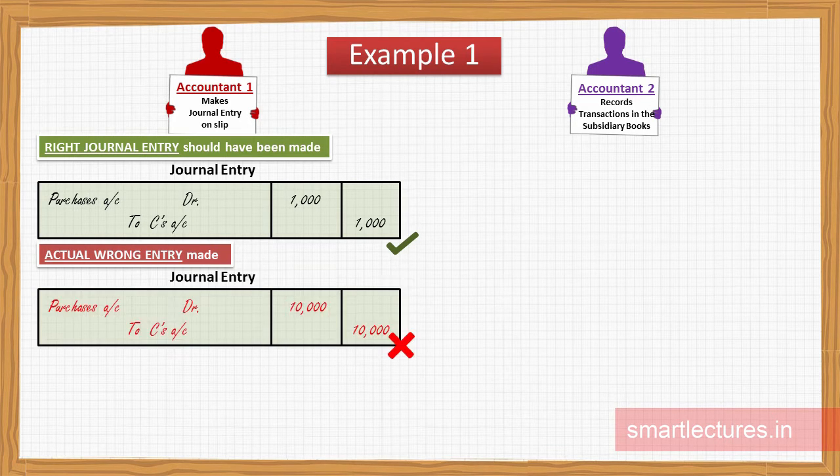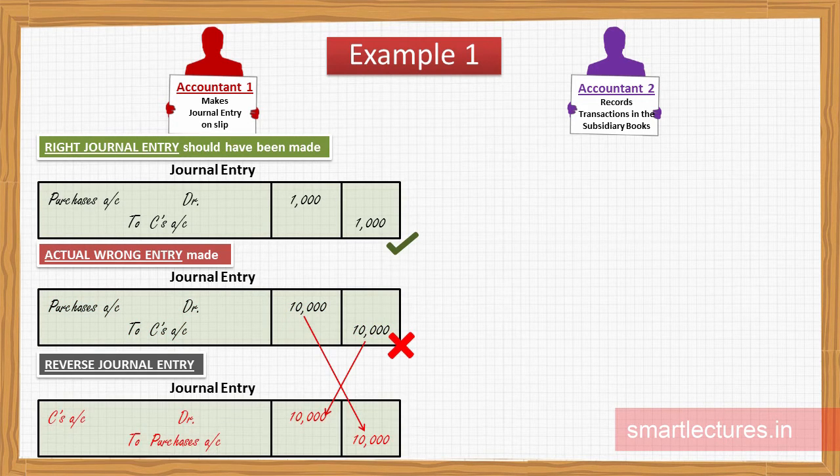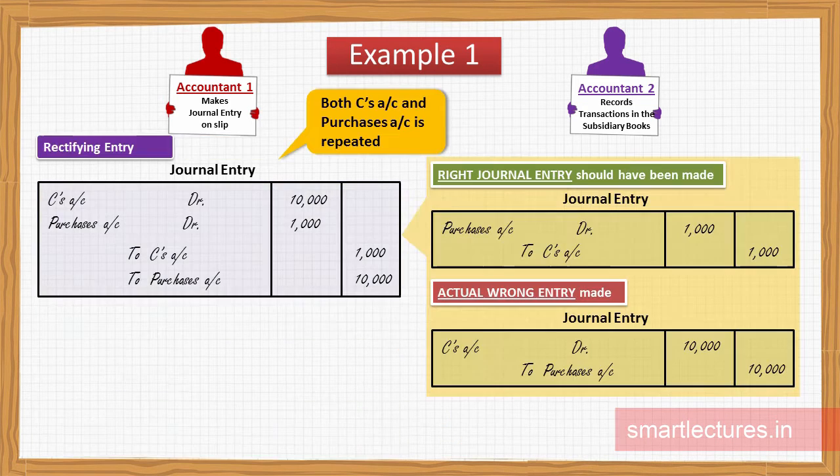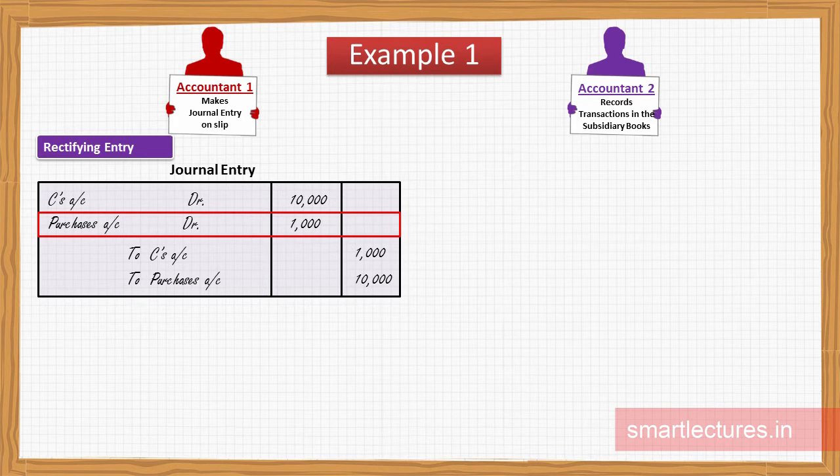Now we have to remove the effect of wrong journal entry, means by reversing the wrong journal entry. That was purchases account debit to C, rupees 10,000. So what will be the reverse? C debit 10,000 to purchases, rupees 10,000. This is the rectifying journal entry that has removed the effect of our error. But in this journal entry, again the same problem. C is repeated and the purchase account is repeated.